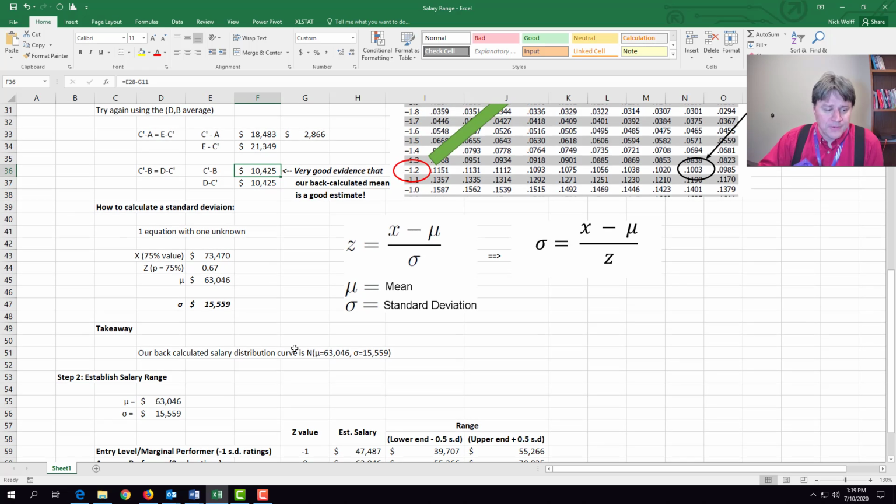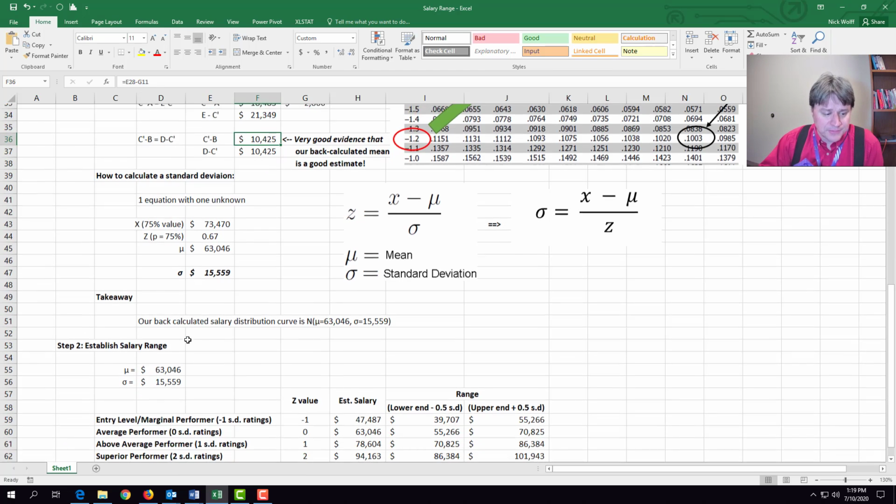15,559. Okay, so our takeaway here from this back calculated score is that we have a normal distribution approximately with a mean of $63,046 and a standard deviation of 15,559. So now we can take this information to build a set of salary ranges for our various levels of performance for new sales professionals.